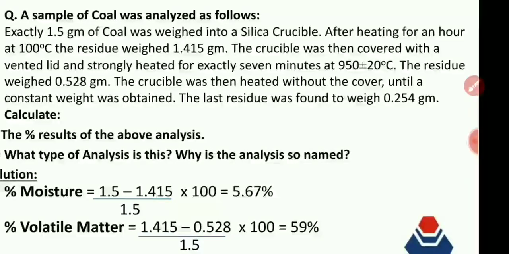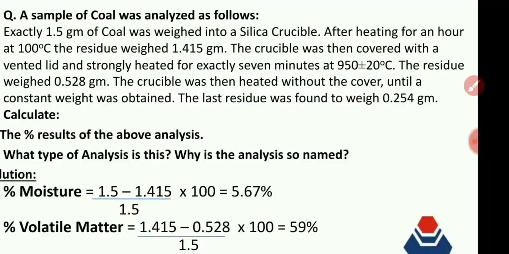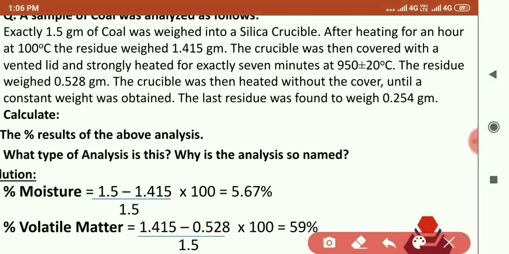So if you remember, if we consider the coal and it is heated at around 100 degrees centigrade, then we are trying to determine the moisture content here. We had discussed the analysis of coal, and that too the proximate analysis of coal. And in the proximate analysis, first of all we determine the moisture content, and then it is followed by volatile matter. So in this question, when we consider the temperature 100 degrees centigrade, the residue was 1.415 grams, so it was just after the removal of moisture content.